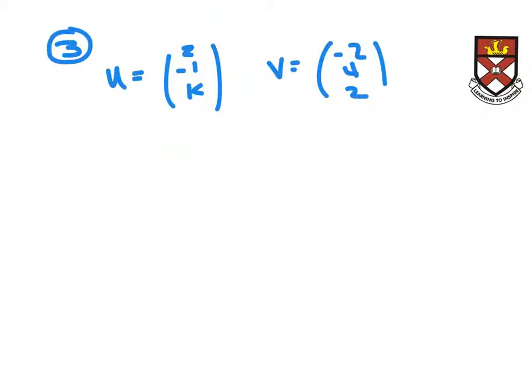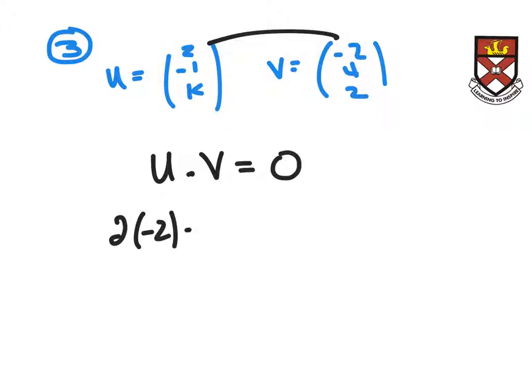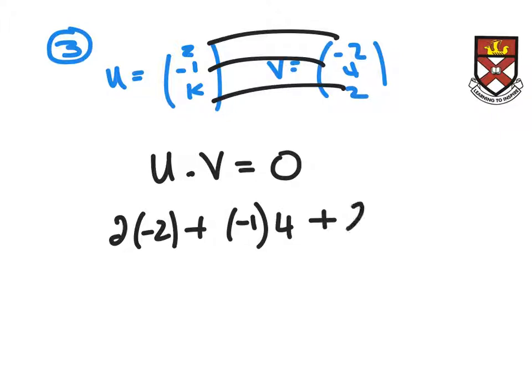Question 3. If the vectors are perpendicular, then that means the dot product is 0. So we're going to do 2 times negative 2, add on negative 1 times 4, add on k times 2, and that's got to equal 0. So do these sums, 2 times negative 2, negative 1 times 4, 2 times k, and then solve your equation to get k equals.